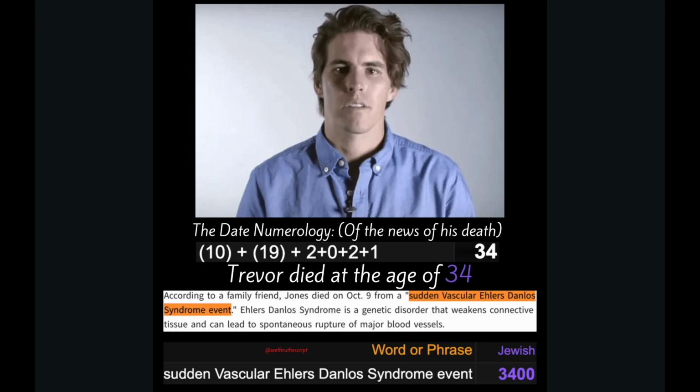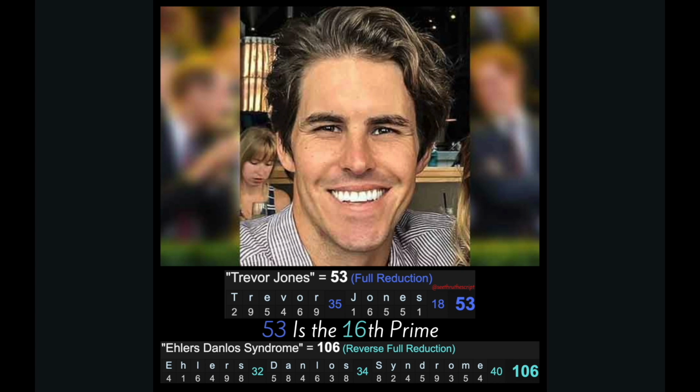Now remember, Gematria is a Jewish practice coming from Jewish mysticism, aka Kabbalah. Now, with the rules of numerology, like we just discussed, zeros do not count. We know that Trevor died at the age of 34. His cause of death, according to a family member, in quote, sudden vascular Ehlers-Danlos syndrome event, equals 3,400, just like 34. And the news drops on a day with 34 numerology. How fitting.